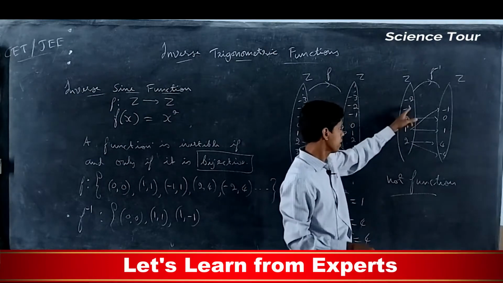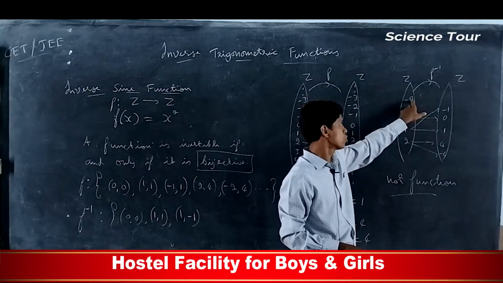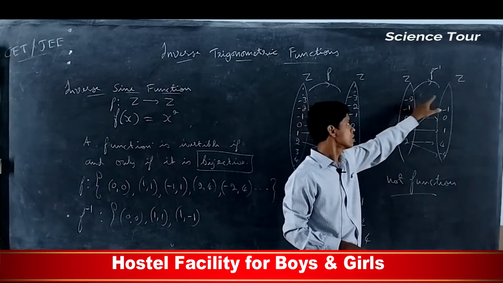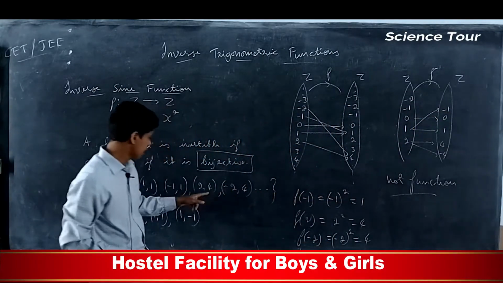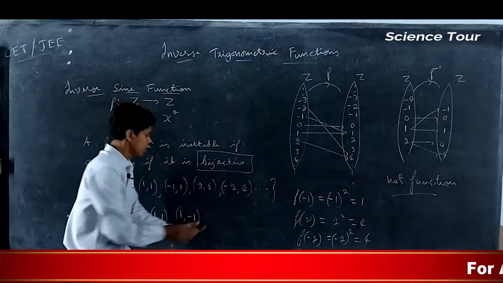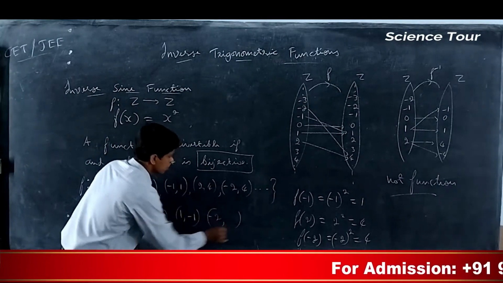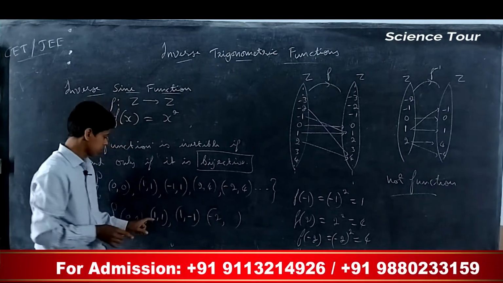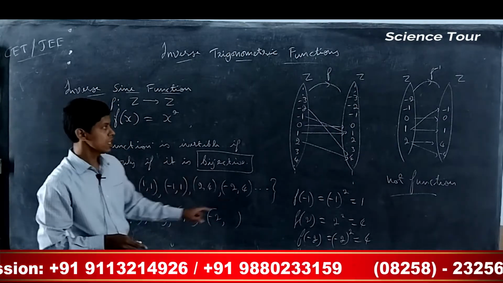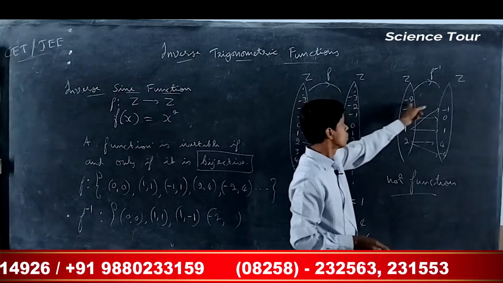Okay, forget about that. Now understand this. What about minus 2? Does it go to anything? It does not go to anything. You will never get minus 2 here. You will never get minus 1 here. So these elements don't have an image.